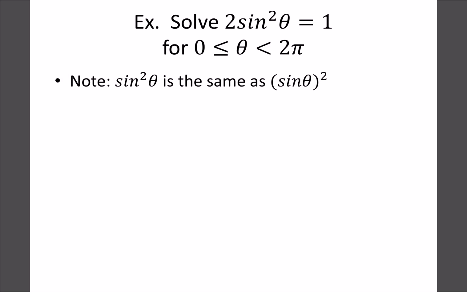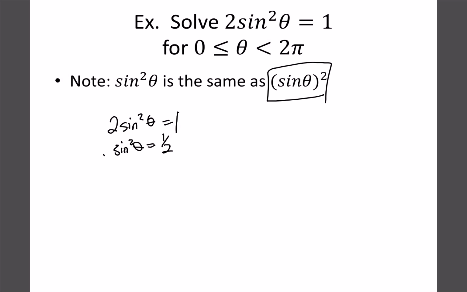Let's do a few more examples. This one has a sine squared, but when you see it as 2 sine squared, remember that just means the same thing as 2 sine theta squared. It's just a different way of writing it. So what we want to do, just like a normal question, is get it equal to just a regular sine by itself. So we'd have 2 sine squared equals 1. Divide by 2 would be our first step.